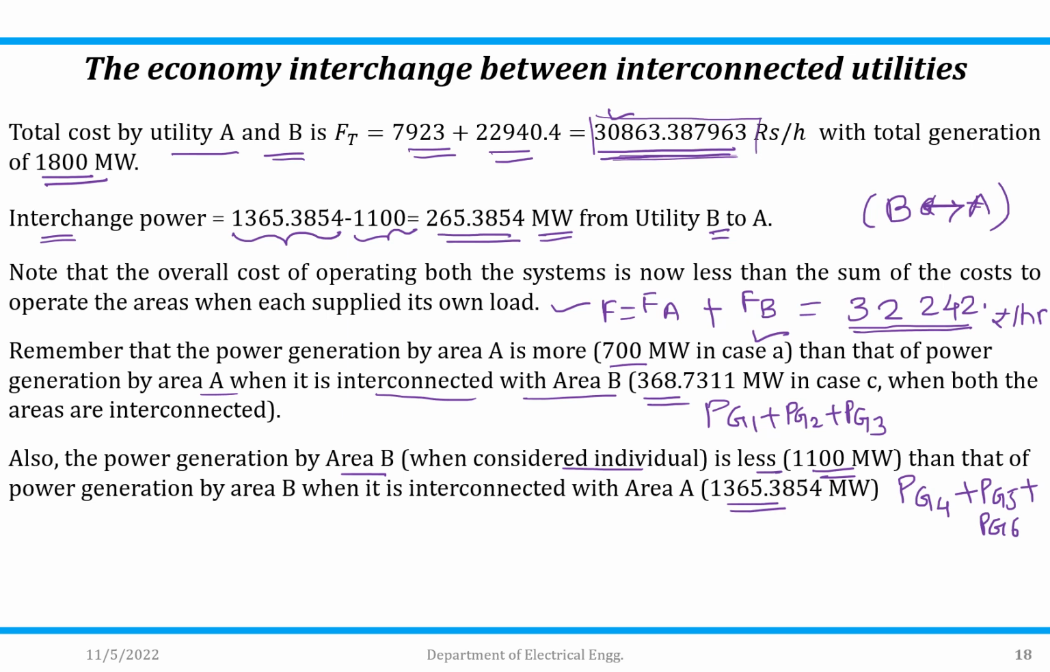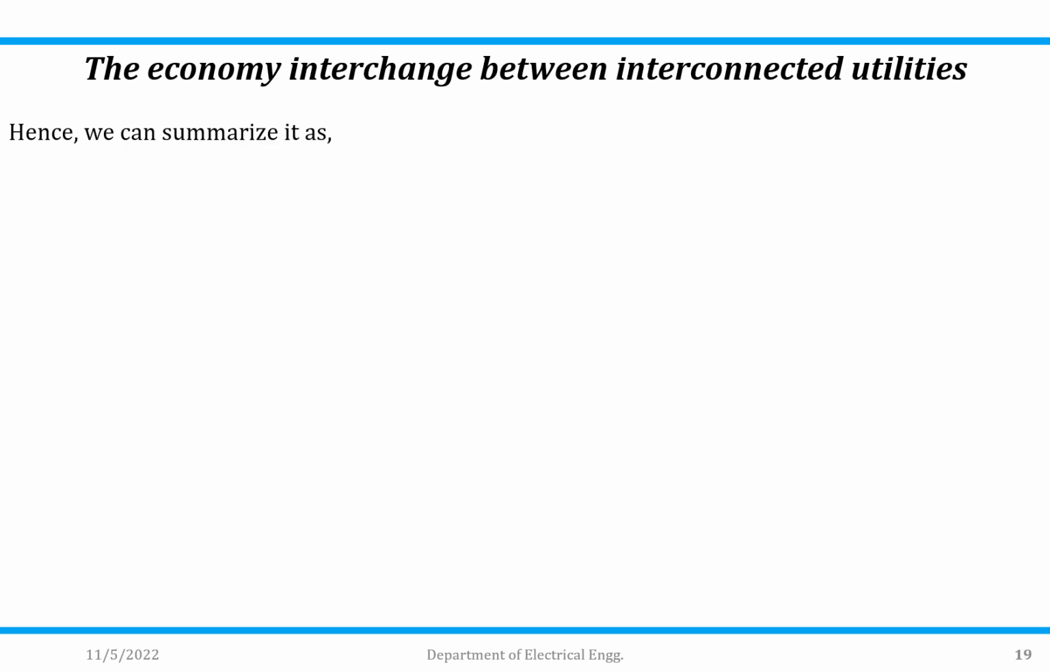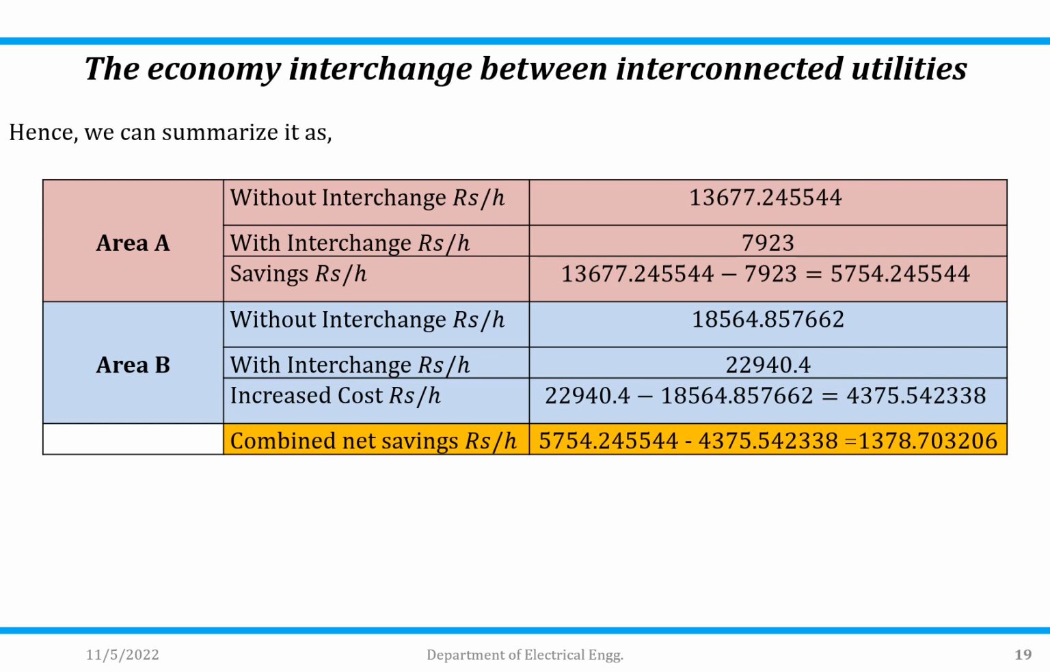So what we observe here? The power generation by area B when it was acting individually was less. But when it is interconnected with A, then it produces more power, which is 1365.3854. So hence we can summarize this. Let me write it here. If we have area A without interchange, meaning when it was not interconnected, in that case the generation cost was 13677.24, and with interchange it was 7923.